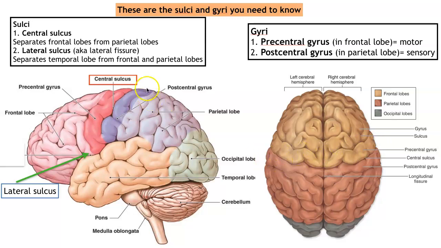And then you're going to have a postcentral gyrus, a gyrus that's behind the central sulcus. Here it is. It's in the parietal lobe. And this postcentral gyrus is controlling all your somatic sensation. That sensation coming from your skin, touch, pain, temperature, vibration. That is going to be processed by the postcentral gyrus.